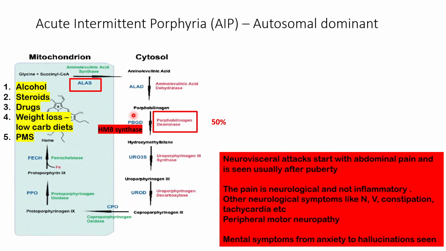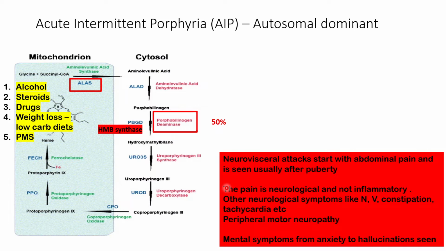So this again leads to acute symptoms. We will have neurovisceral attacks, which are most commonly seen in the abdomen because the parasympathetic and sympathetic nerves are involved. What is important to note is that this pain is neurological and not inflammatory. This colicky pain in acute intermittent porphyria is neurological in origin and not inflammatory. The other neurological symptoms are nausea, vomiting, constipation, and tachycardia.